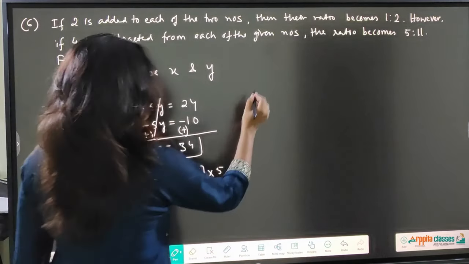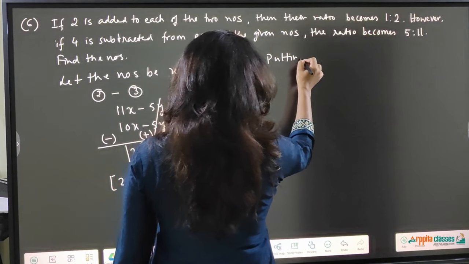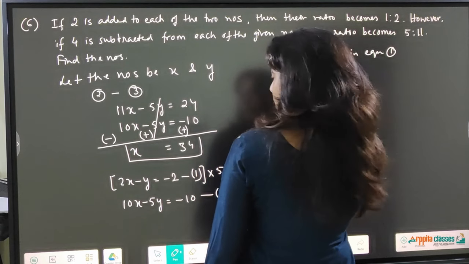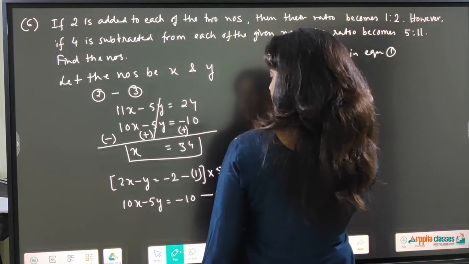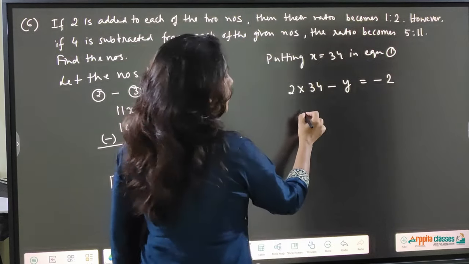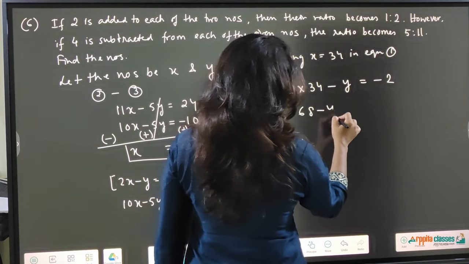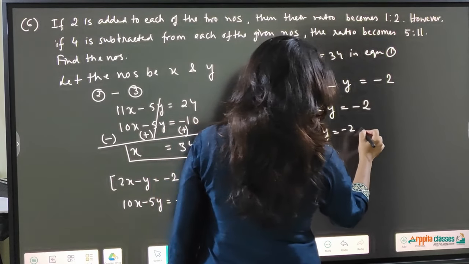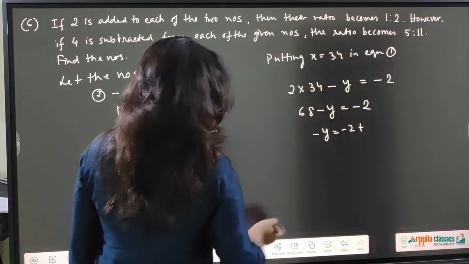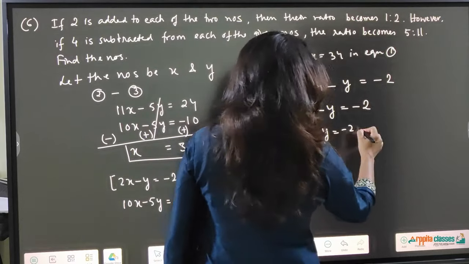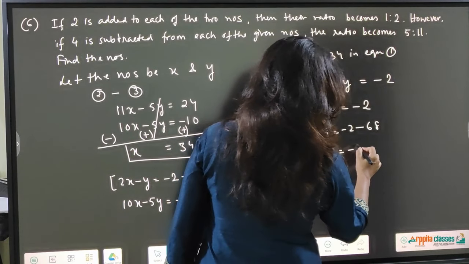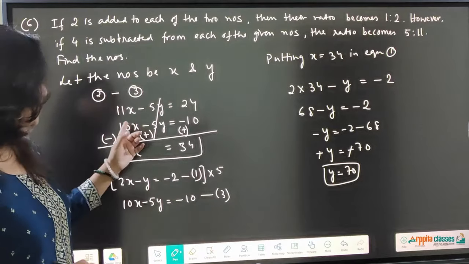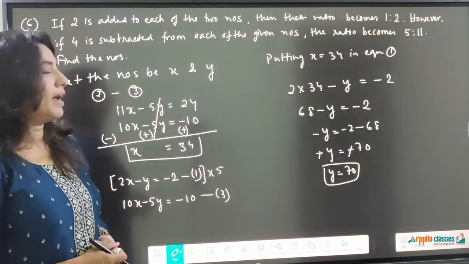So write down, putting x is equal to 34 in equation 1. 2 into 34 minus y is equal to minus 2. 2 into 34 is 68 minus y is equal to minus 2. So minus y is equal to minus 2 minus 68. 68 goes that side, so it's minus 68. So minus y is minus 70. Minus and minus cancel, y is equal to 70. So we got the values of x and y. X is 34 and y is equal to 70.